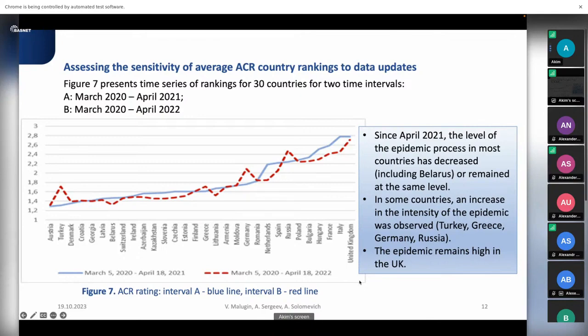Alexander, can you help me with this slide? Yeah, sure. As we can see, the blue line and red line almost coincide. So this states that the trends of the pandemic from 2020 till 2021 and from 2020 till 2022 are almost the same. And that states that we can build a model that can predict this trend also in the future.